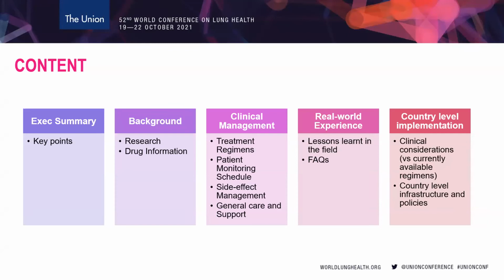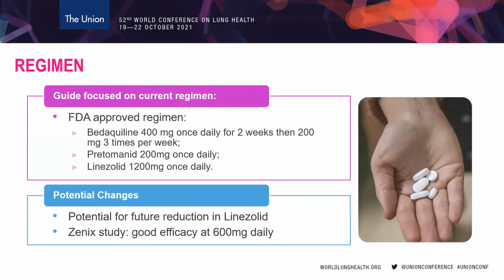So looking at both the clinical considerations as well as infrastructure and policies that they would need to take into consideration. The regimen we captured within the guide is the current WHO and FDA approved regimen, which Manza went into detail on, so I won't repeat this. But we are aware that with the Xenix study offering good efficacy at 600 milligrams, there might be a change in the future where this would be acceptable, and at that point the guide would have to be amended. But as it stands at the moment, we are still looking at the classic 1,200 milligrams dose daily.